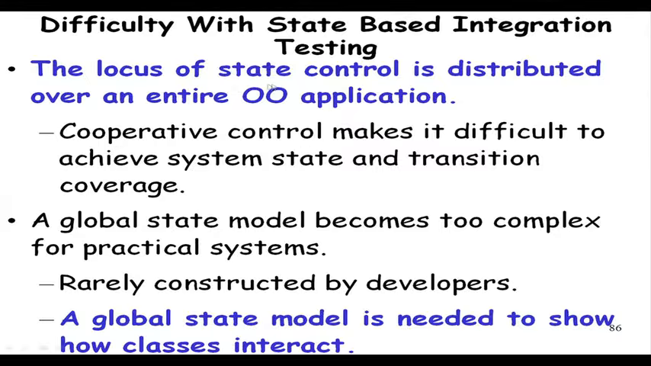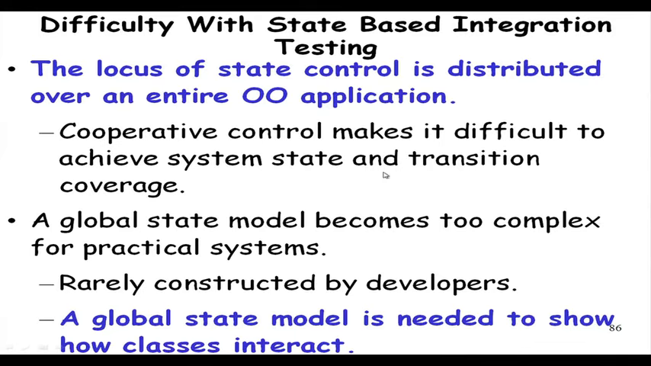So, the locus of the state control is distributed over the entire object oriented application. Each class has its own state model, but we are calling a method of one class, and therefore, covering all the states of all classes may become difficult.